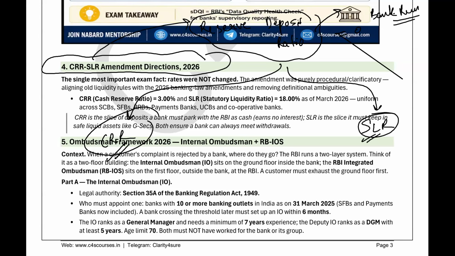CRR and SLR. Why? Because it is the form of reserve deposit ratio. And RDR can never be equal to zero, right? Why? Because suppose Priyanka is a household and she is going to the bank to keep a deposit.